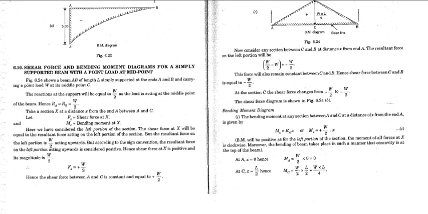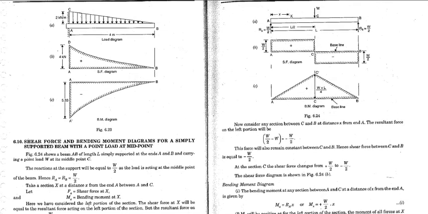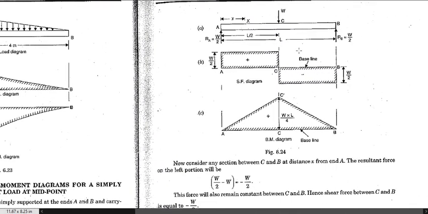Hello everyone, in our previous video we have seen the SFD and BMD diagram for cantilever beam for the various load conditions like point load, UDL and UVL, and in this video we will see all these three cases for the simply supported beam. Okay, so let us consider this to be a simply supported beam. So here it is the simply supported beam and we are applying a point load over it.